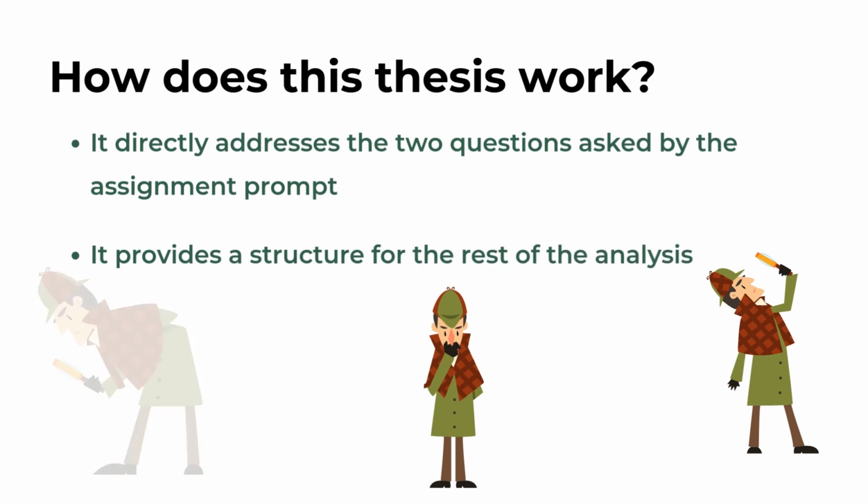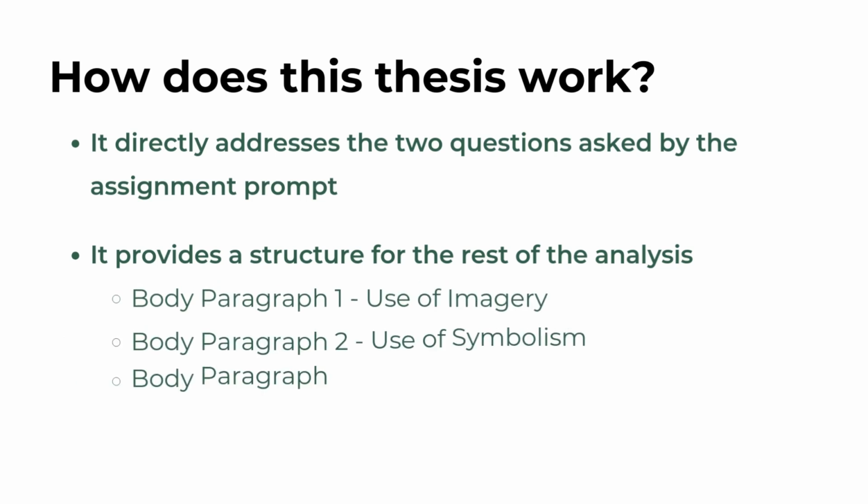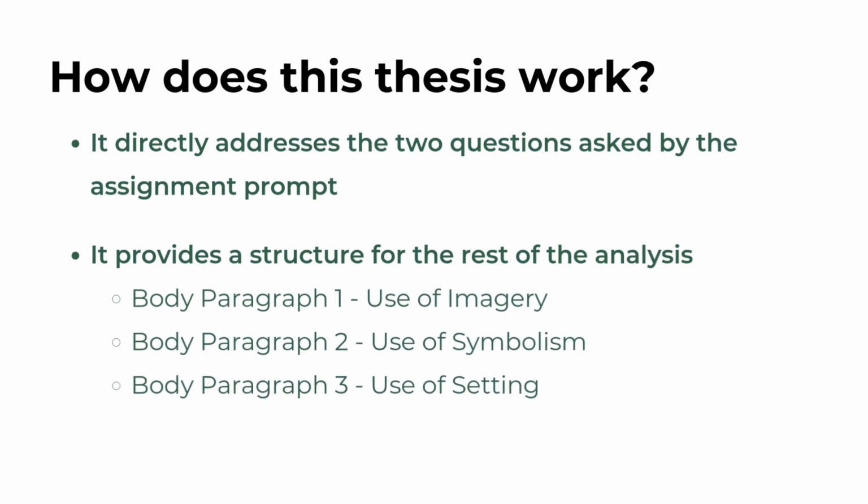Based off that thesis statement and how we listed the literary elements, the reader can imply that our first body paragraph is going to talk about the use of imagery, our second body paragraph is going to talk about the use of symbolism, and our third body paragraph is going to talk about the use of setting.